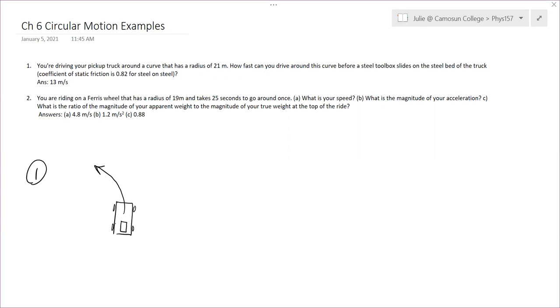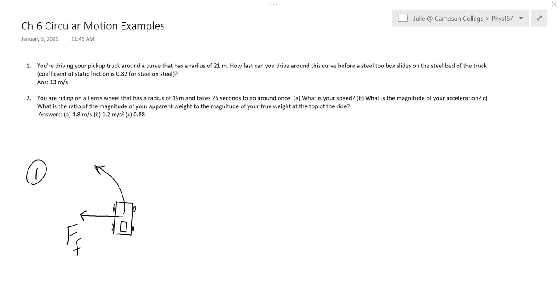Now, if there weren't static friction to help you turn the corner, then you would just go in a straight line, as would the box on the bed of the truck. So the forces acting are, the normal is straight up towards you, the force of gravity is straight down towards you, and they balance each other. Okay, the thing that is causing the truck to go around the corner is the force of friction. And that is static friction.